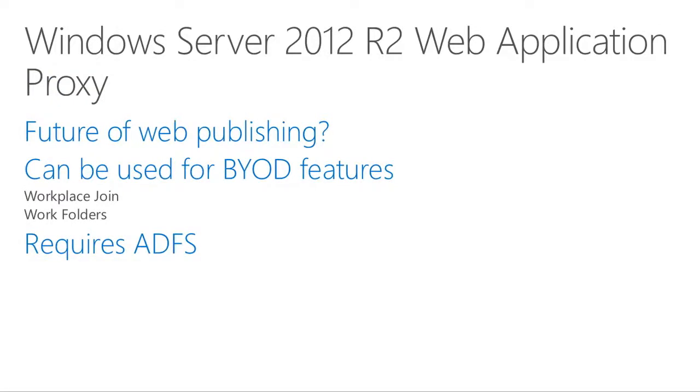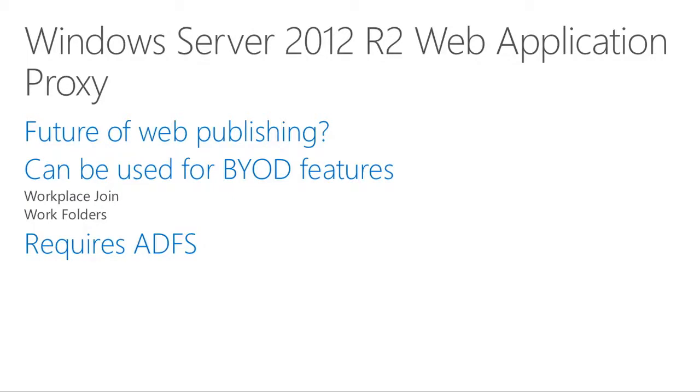The third one here is Windows Server 2012 R2 web application proxy. Based on what we're seeing out in the industry, this is potentially the future of web publishing and reverse proxying, because it can be used for a lot of the new bring your own device type features coming in the latest version of the server product in Windows 8.1. So things like Workplace Join, where I've got an Android tablet or a Windows 8.1 PC, I can just join temporarily to a workplace, and that's all published through web application proxy.